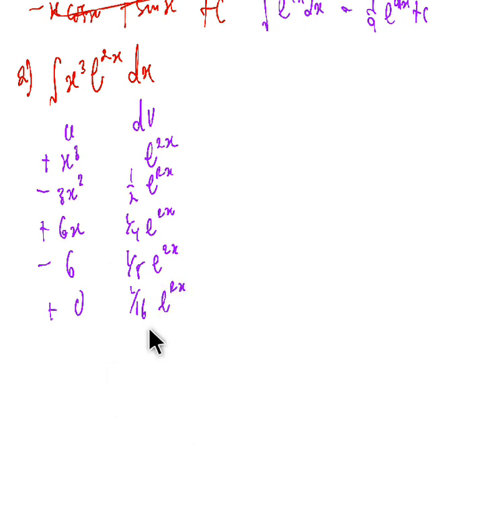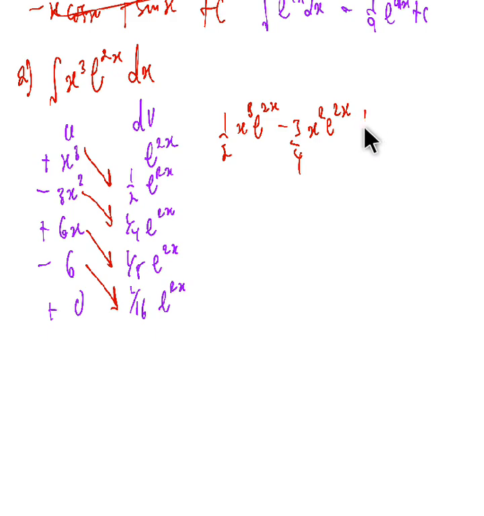Then you do the same thing we did earlier. This guy and this guy will multiply each other. So x cubed multiplied by 1 over 2 e raised to the power of 2x, we have 1 over 2 x cubed e raised to the power of 2x. The second one, minus 3 over 4 x squared e raised to the power of 2x. The third one, plus 6 over 8 x e raised to the power of 2x. And the last one, minus 6 over 16 e raised to the power of 2x, then everything plus c.